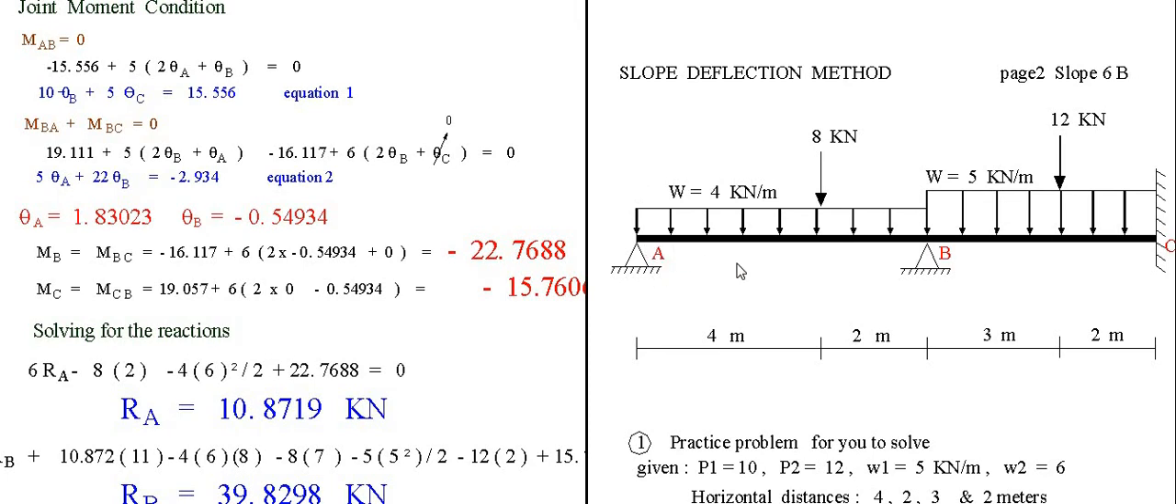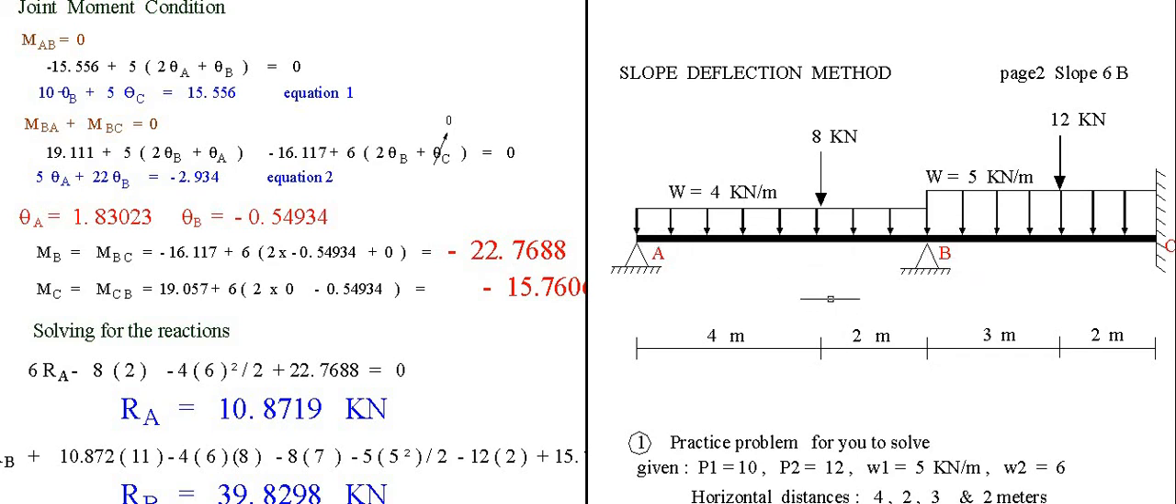The beam will deflect like this, then goes up, then goes down, then goes horizontal. So at C, the beam has a zero slope because it is always horizontal. At A, there is a slope. At B, there is a slope. So we have two unknowns.